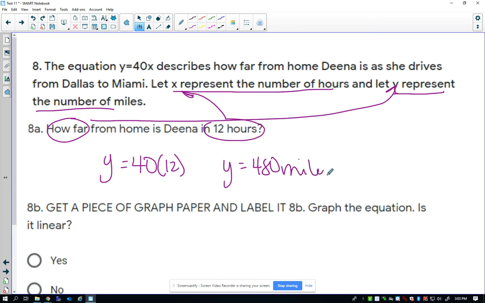480 miles. Now, if you just gave me this, that's perfectly fine. You don't have to say y equals because it's talking about a specific distance. Your label there is miles.